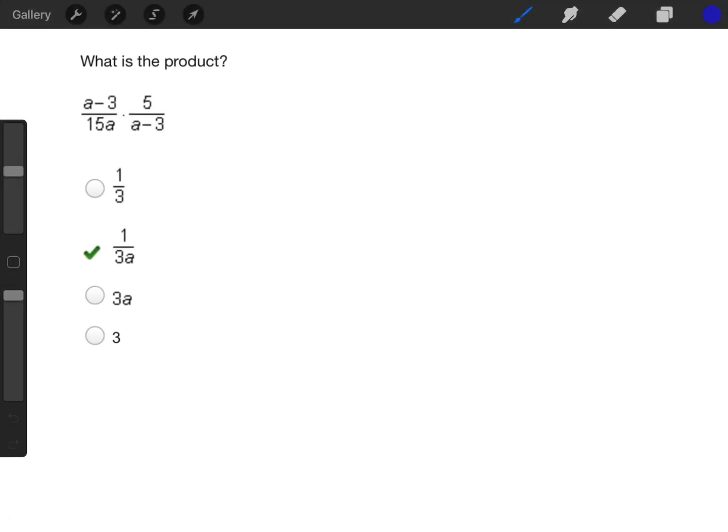So what's the product? You can just cancel the numerator and denominator out, and then 15 and 5 simplify, becomes 1 and 3. Okay, so now you just multiply across. So you're just going to get 1 over 3a.